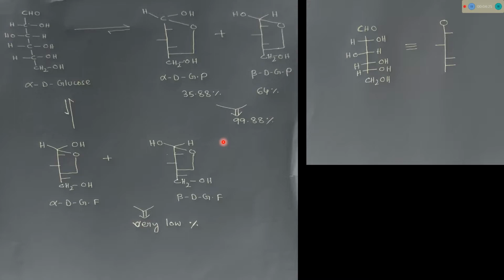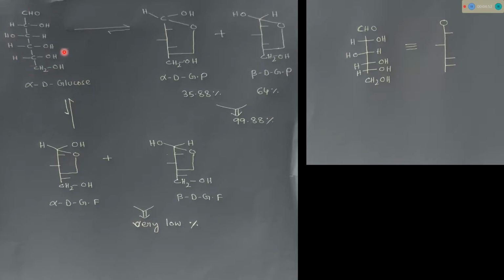So let's start. So this is D-glucose. D-glucose is a hexose, we all know. There are 6 carbons, 1 2 3 4 5 6, and 4 carbons are chiral. So D means the bottommost chiral carbon, this one, that configuration should be D, meaning the OH should be on the right side. That's why D-glucose. So this is the acyclic form of D-glucose.